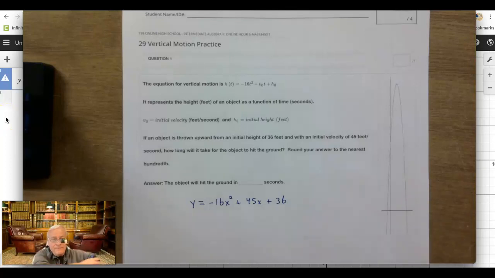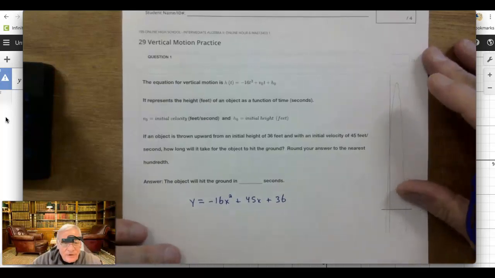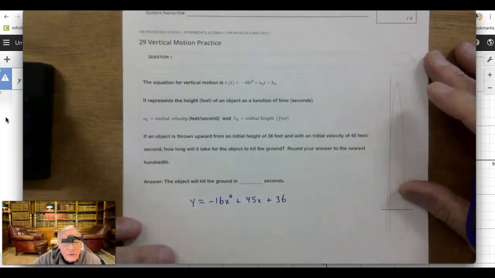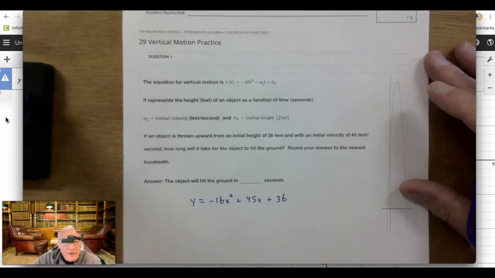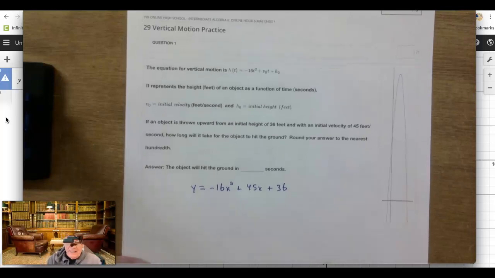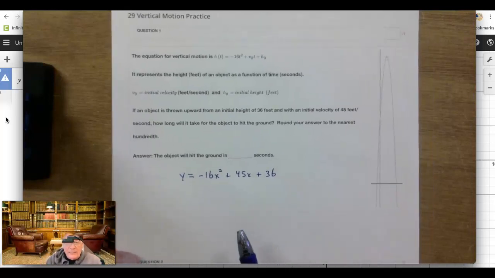Okay, hello everyone. We're going to take a look at day 29, these last two assignments, the vertical motion practice and the practice picture with the frame. Anyway, here's number one. Guys, the setup is the key, and then we're going to put them right in Desmos.